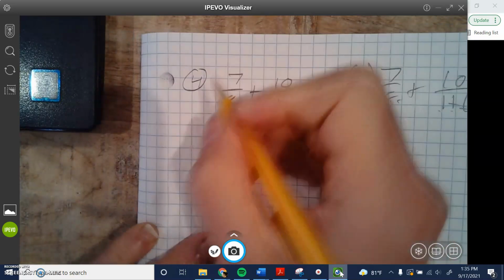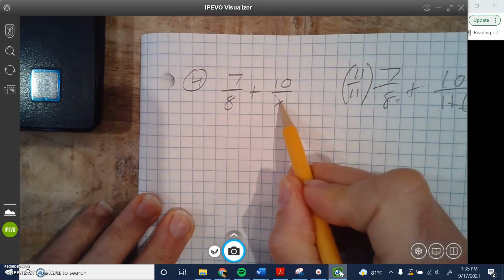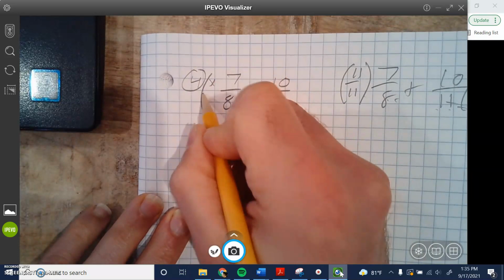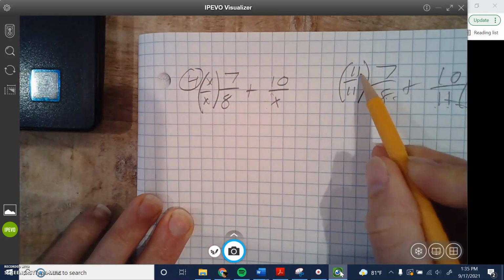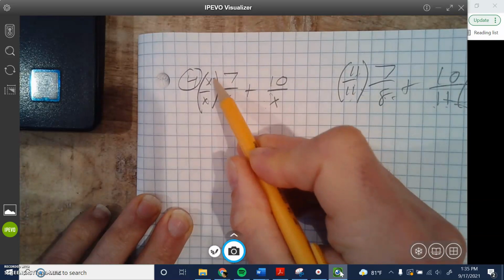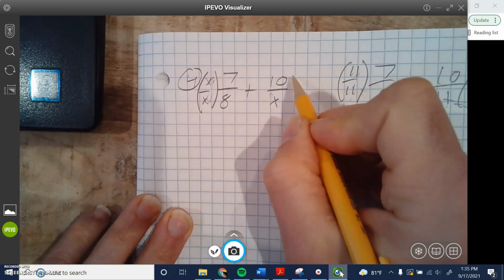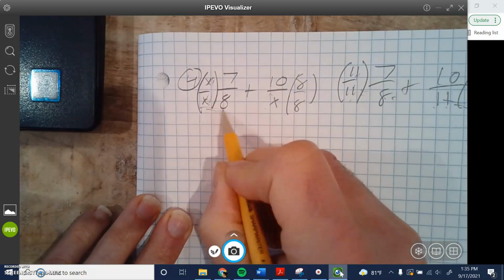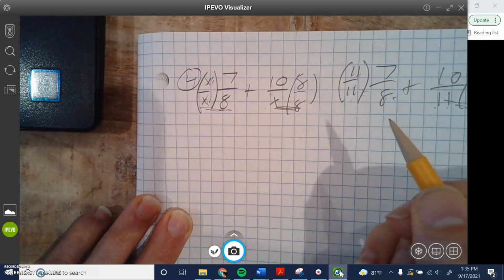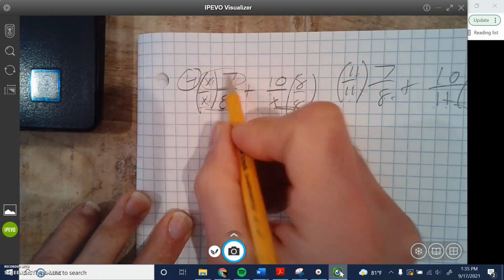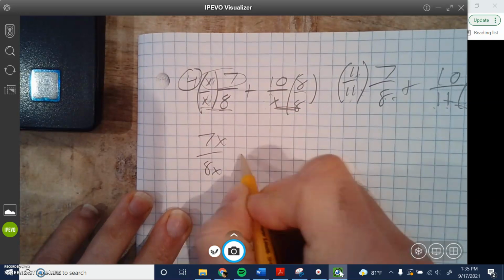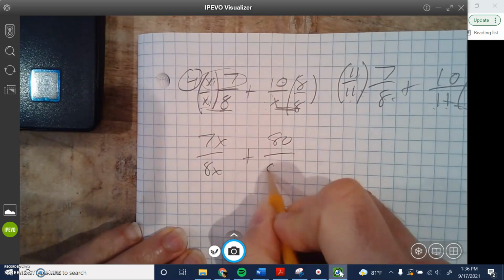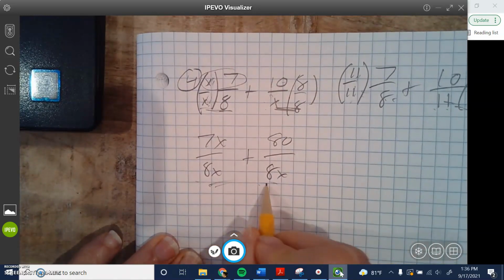Same thing happens here. So there's no 11. This could be 7. This could be 6. It could be 5.5. It could be 100. Whatever that is, I'm going to multiply this fraction, just like I multiplied this by 11 over 11, by x over x. And multiply this by 8 over 8. So I have the same denominator, 8x. This is 7x over 8x plus 10 times 8 is 80 over 8x. Same denominator.